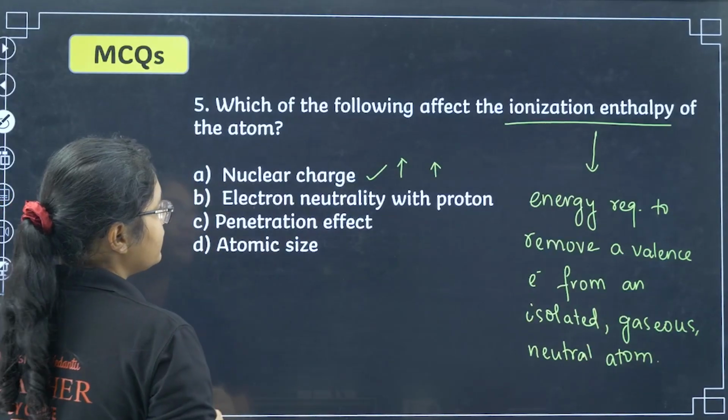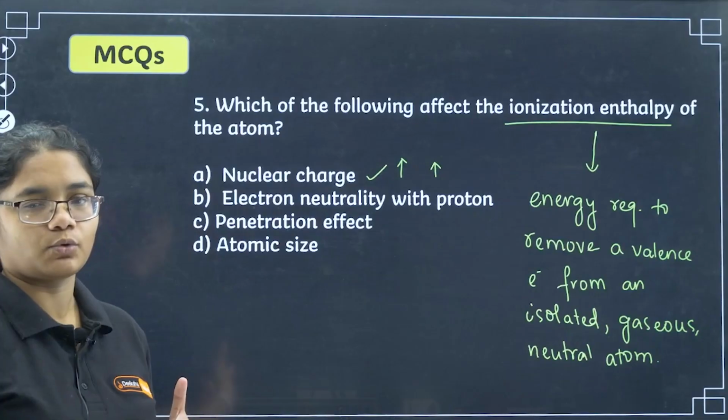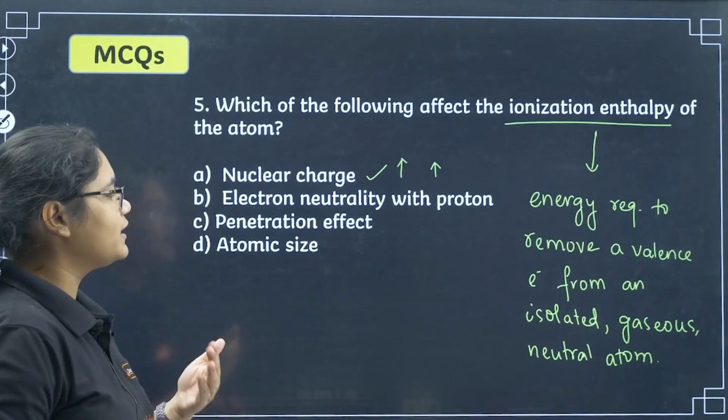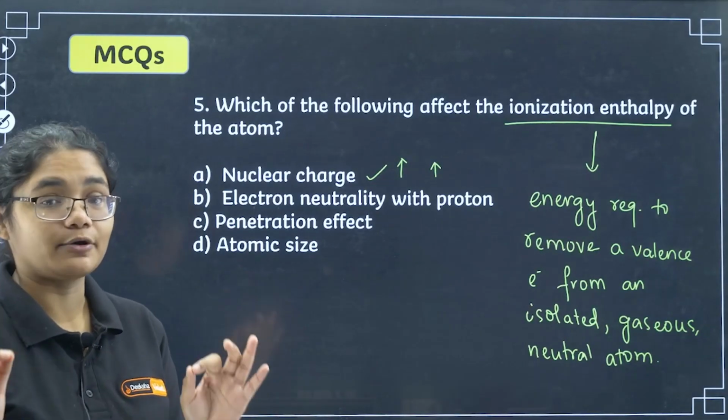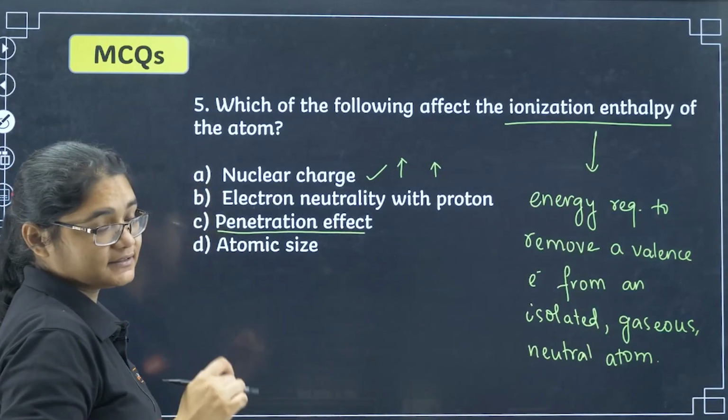Second, electron neutrality with proton. Okay, electron neutrality with proton, that is not having any effect on the ionization enthalpy. Let's see the third one, penetration effect. Yes, this is also there.